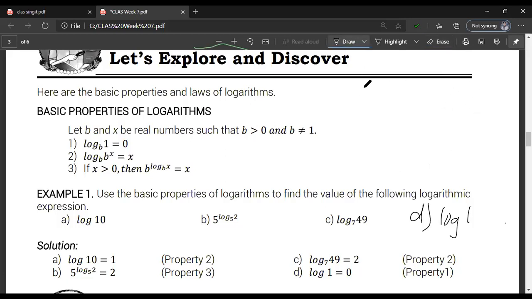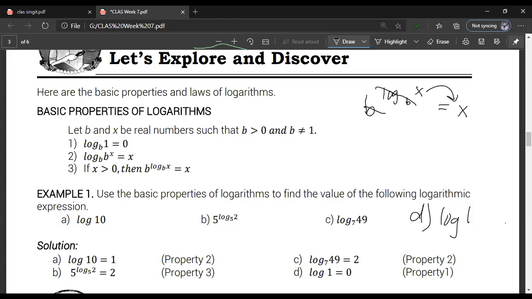Okay. And then, number 3, kapag si x is greater than 0 or positive number, yung b raised to logarithm of x with the base b is equal to x. Okay? So, cancel ito, class. Ano yung matitira? X. So, i-bring down natin siya. So, yan siya.